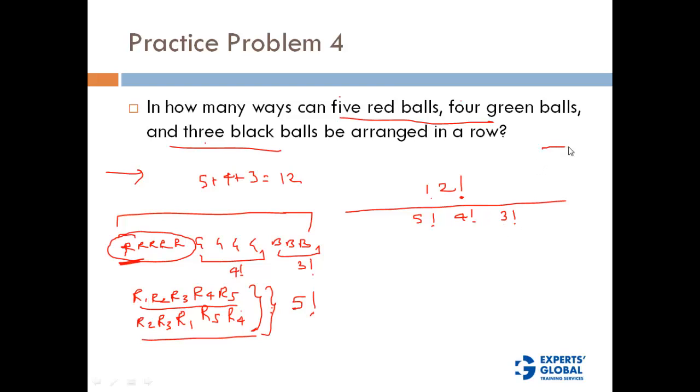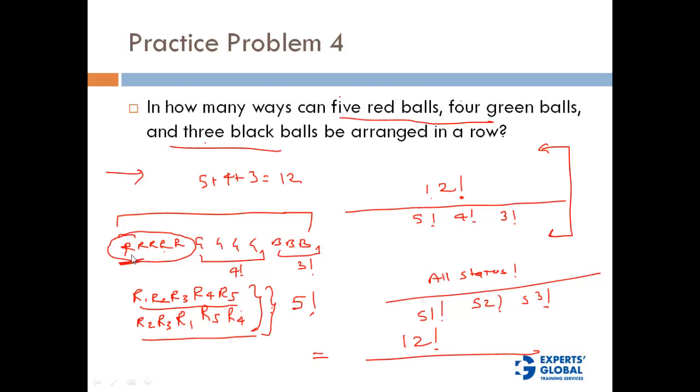Correct? Also, another trick that we have seen in one of the earlier slides is all status factorial divided by status 1 factorial, status 2 factorial, status 3 factorial. So here we'll say all status factorial is 12 factorial divided by, this is one of the combinations, how many R's do we have? I have 5 R's. How many greens do we have? I have 4 greens. How many blacks do I have? I have 3 blacks. So if you apply that approach, you will get the same answer. If you understand the logic of why we are dividing by 5 factorial, well and good. If you don't understand it, just remember this formula: all status factorial divided by status 1 factorial, status 2 factorial, status 3 factorial.